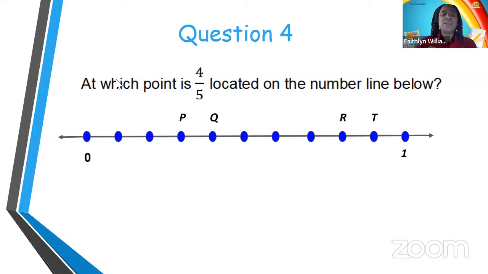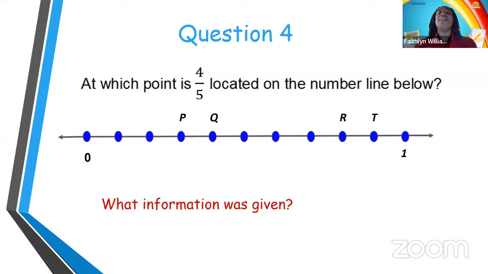So let's look at question 4. Here you are given a question. At which point is 4/5 located on the number line below? This time, they have given you the diagram, so you don't have to draw any diagram. You want to now look at the information here, and all the information is given. So we want to locate 4/5 on this number line.